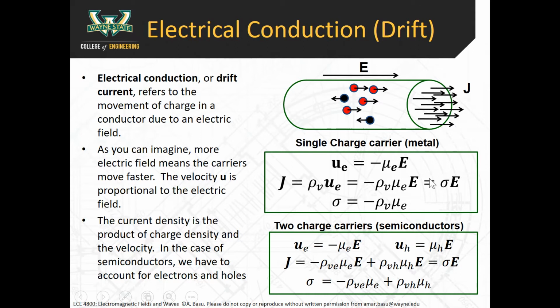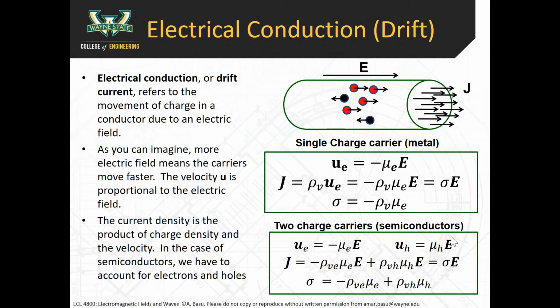So we've gotten this far now. The reason there's a negative sign here again is because we're talking about electrons. So rho v times mu e times E is equal to sigma times E. So sigma, this is a definition here. We are defining sigma as negative rho v times mu e. Rho v is the number of electrons per meter cubed that the material has, and the mobility represents how fast the electrons move through the material.